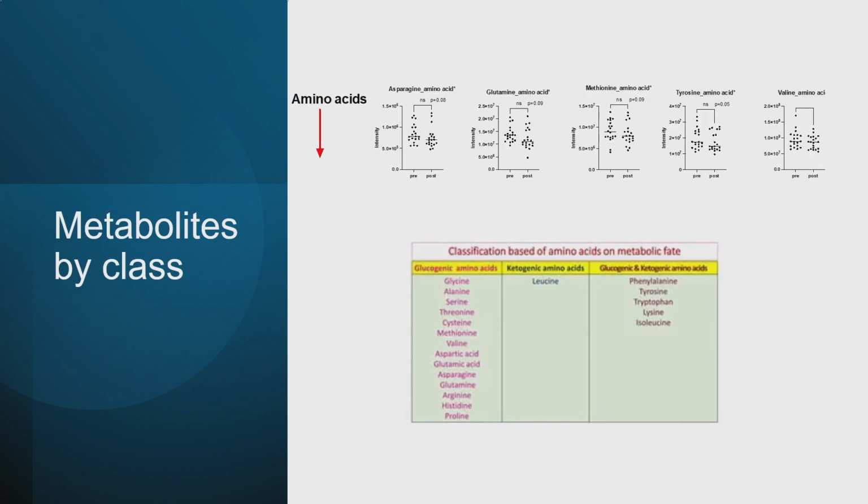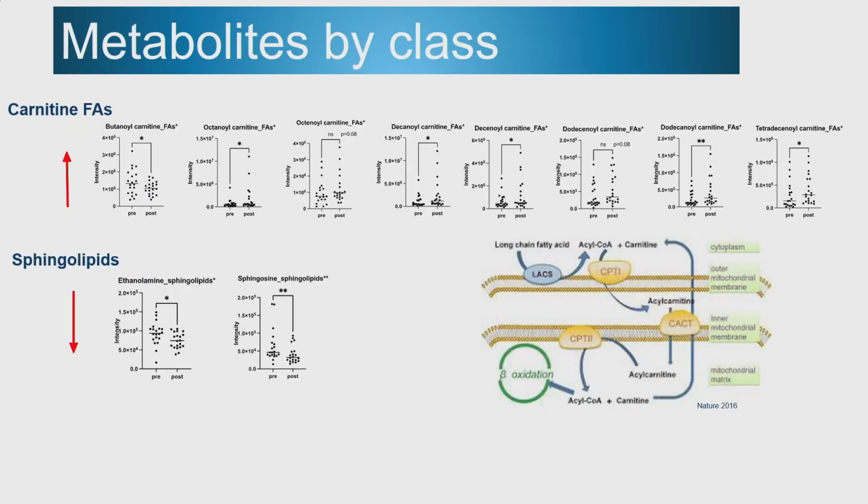Amino acids also tended to go down after ETI, and all of the amino acids which trended downward or significantly went downward are glucogenic amino acids. When it came to the lipids, the acylcarnitine fatty acids had a lot of representation in terms of significant changes. And so while the first one looks like it went down, all of the other ones tended to go up, some more significantly than others.